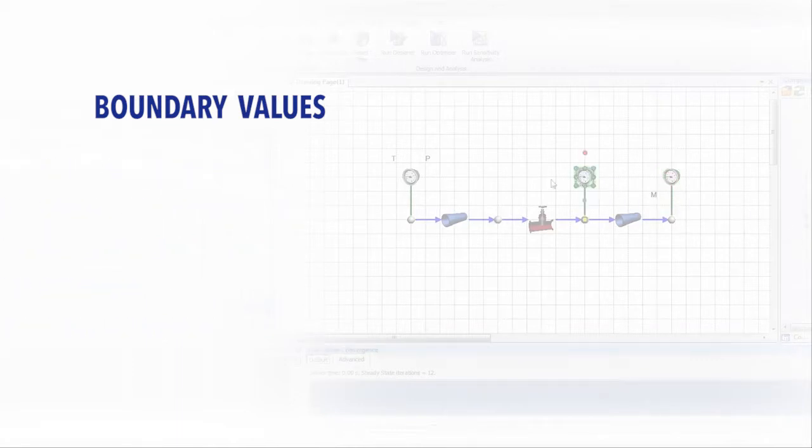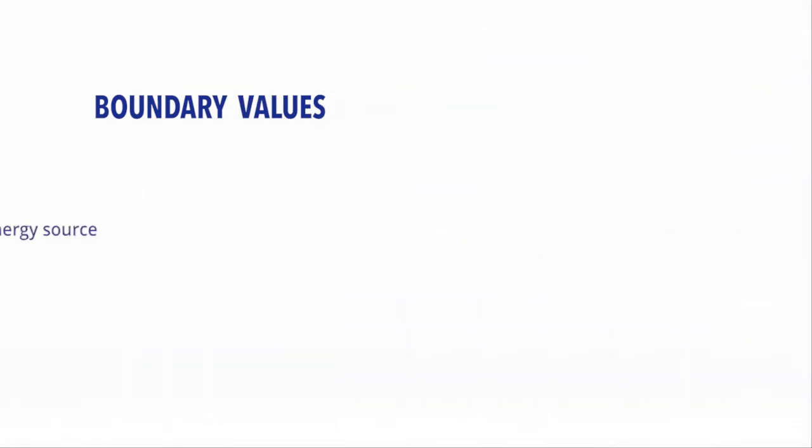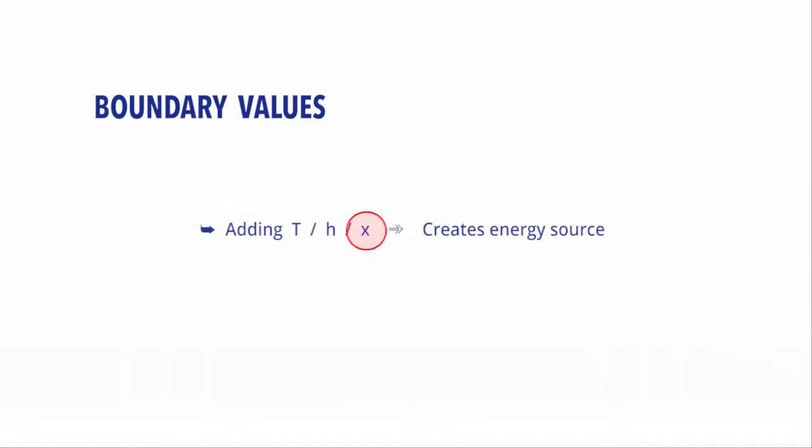When adding a boundary value for temperature, enthalpy, or quality within my network, an energy source will be enforced on that node. When adding a mass source or pressure boundary value within the network, a mass source will be enforced on that node, similar to the single phase fluids. Just note here again the statement that a boundary value for quality within my network will enforce an energy source on that position.